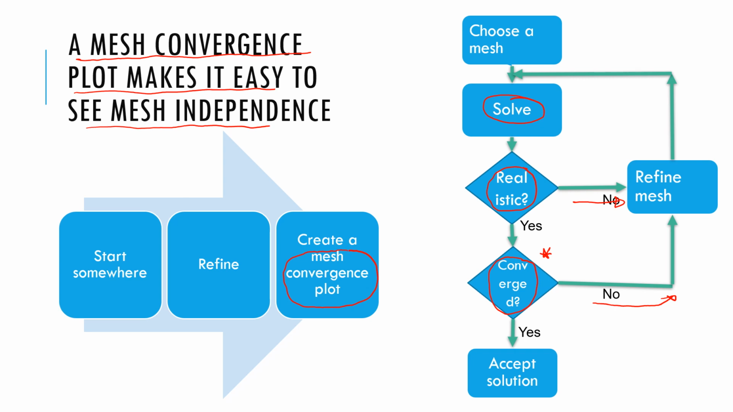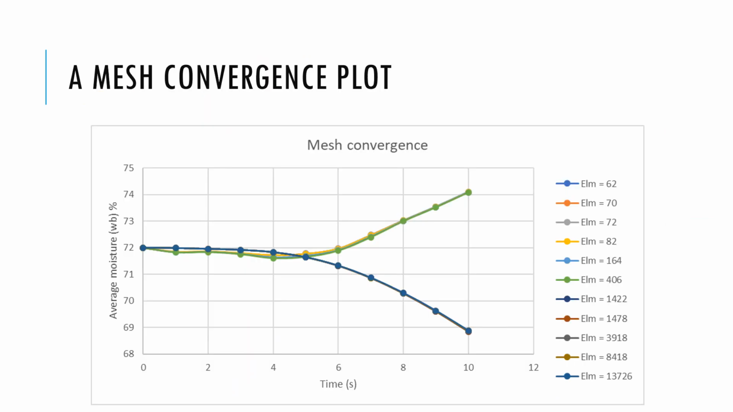This is all that is in the mesh convergence. Here is an example of a mesh convergence plot. Here we're calculating average moisture in a drying process, average moisture versus time. Now, when we are solving for many variables, we really have to decide which variable is it that we want to plot.